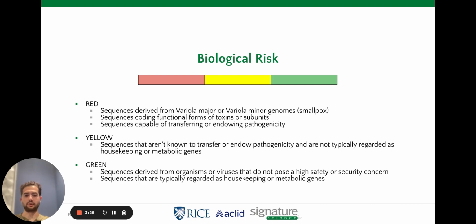Sequences in the green bucket, on the other hand, are sequences that are considered relatively safe. These are either housekeeping genes from highly pathogenic agents, so they're conserved, may be found across all of life, or metabolic, or they aren't really found in a pathogen agent and so can be considered to be relatively safe.